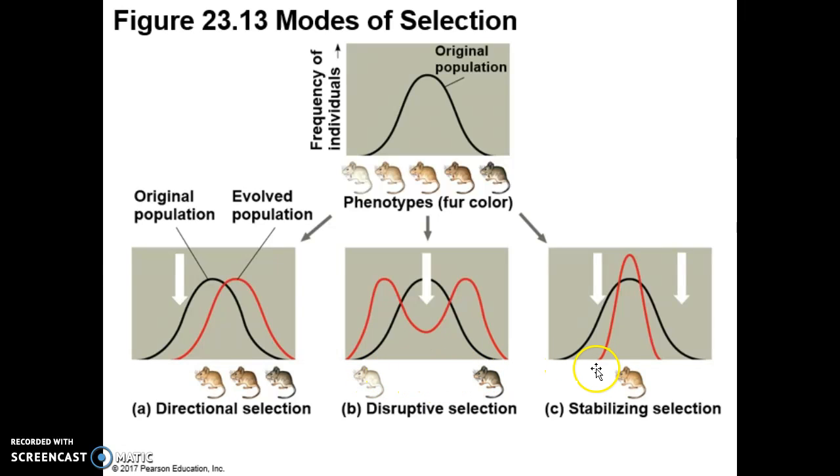Stabilizing selection is the opposite, where the middle is best. Think of human blood pressure. It's not good to be low, it's not good to be high, it's good to be right in the middle.